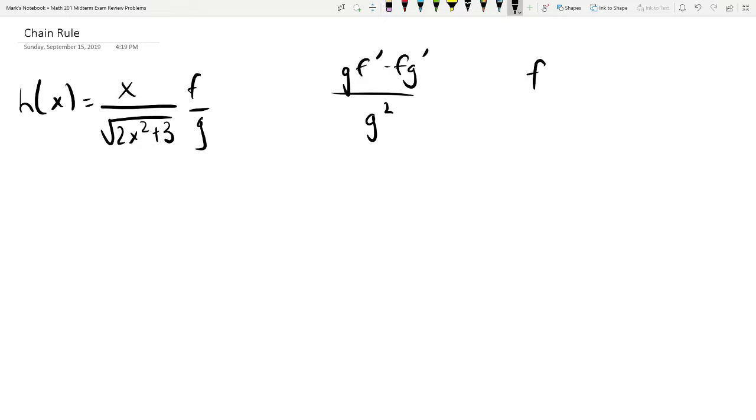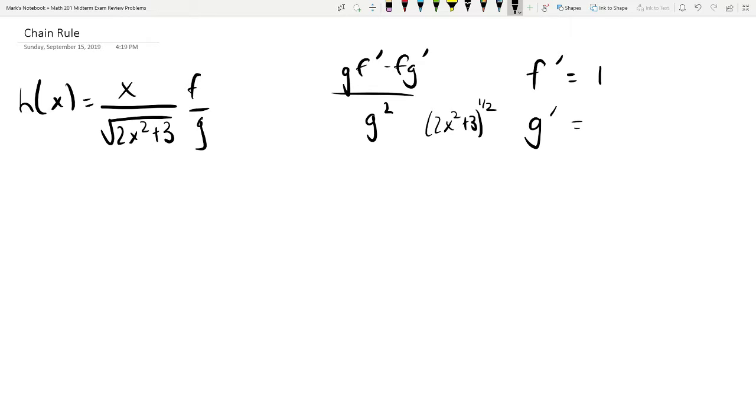So if f is the numerator, which is x, then this one's easy. Then the derivative is 1. For g prime, however, things get a little bit trickier. To make things easier to take the derivative of, I'm going to rewrite the square root of 2x squared plus 3 as instead 2x squared plus 3 to the 1/2.